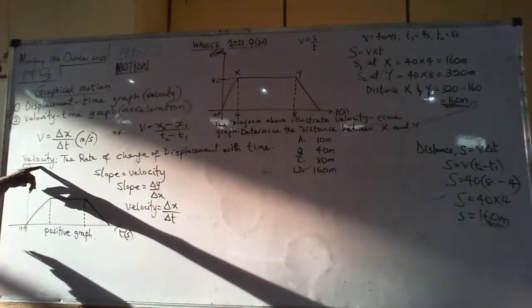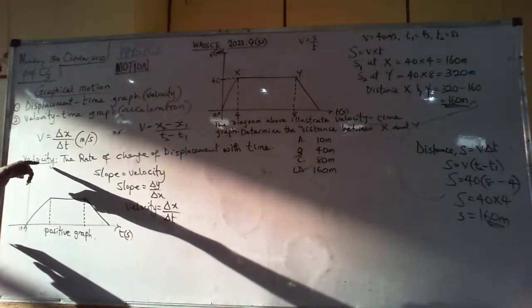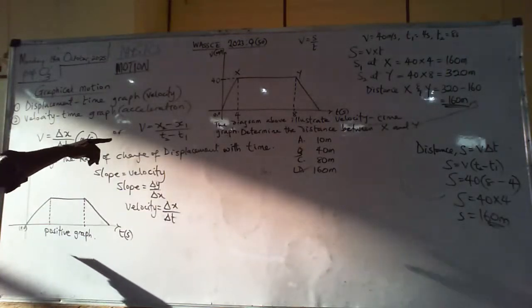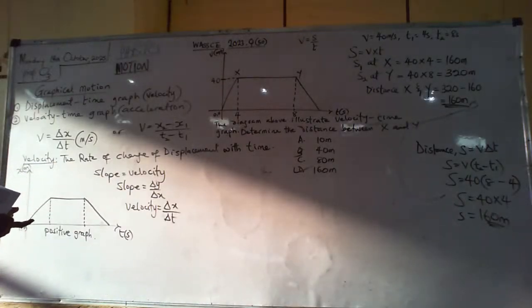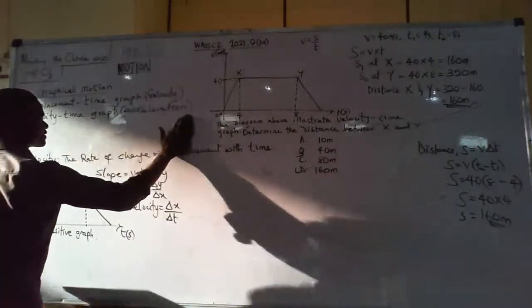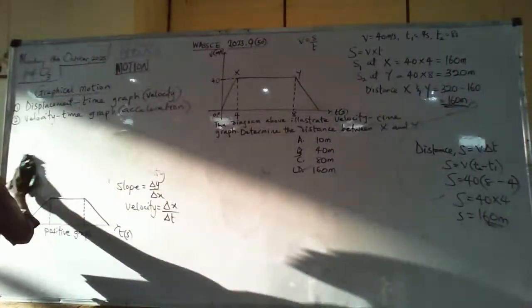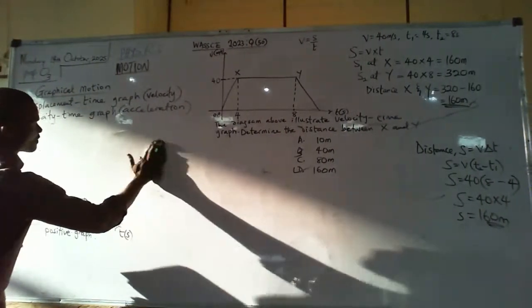The displacement time graph is what? Velocity is the slope, when the rate of change of displacement with time is obtainable. Now, have you written this? Can I clean this? How to clean this? Number 2, velocity time graph.